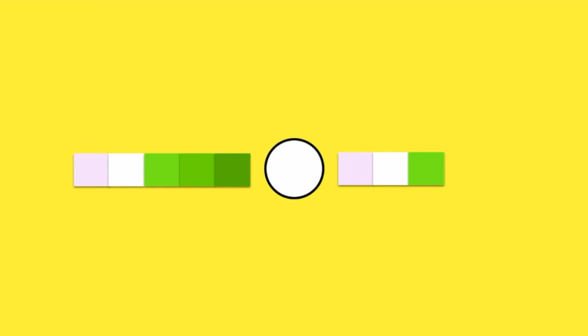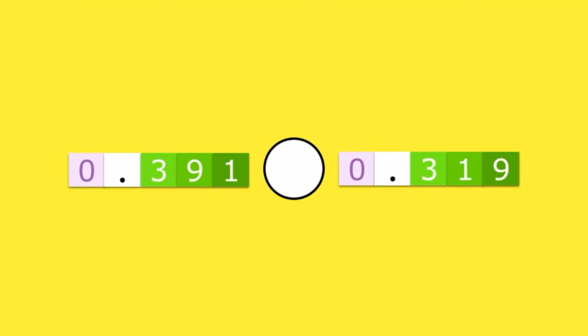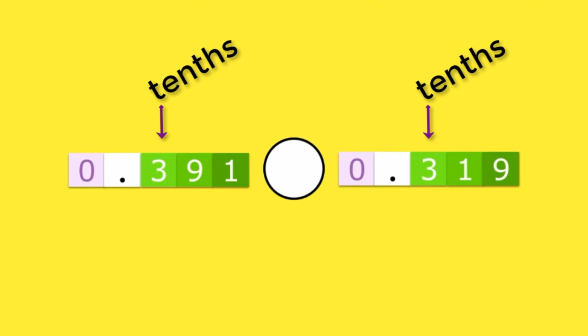Comparing decimals. To compare decimal numbers, look at the digits from left to right. First, look at the digits from left to right. The number in the ones place is the same. The number in the tenths place is the same.